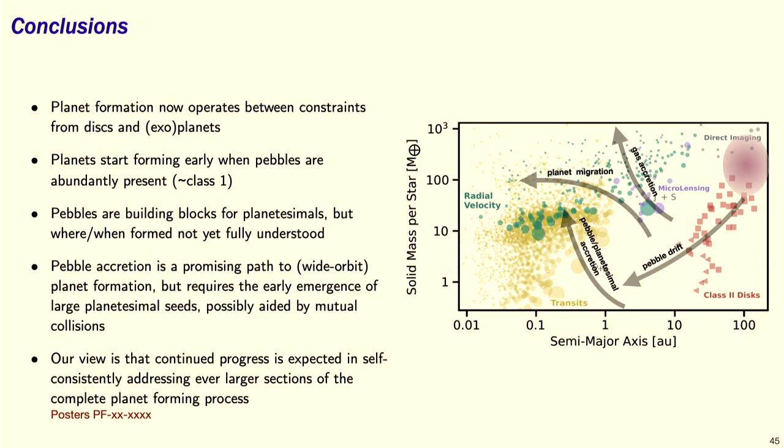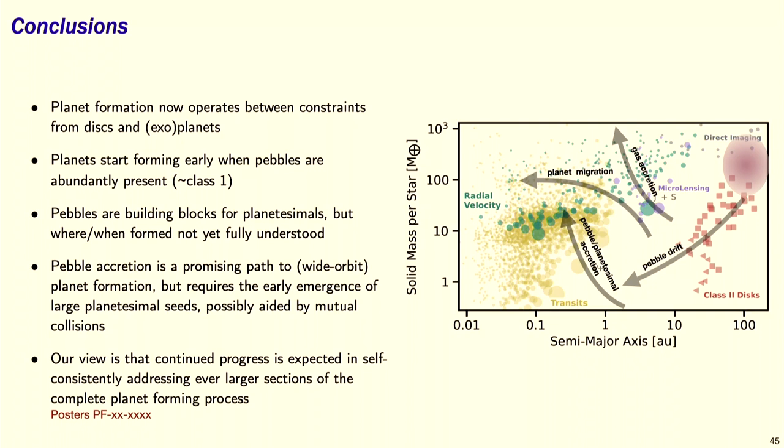Hi, Ilse Cleeves, University of Virginia. The fact that planets are forming so early, is there an interesting constraint in the fact that the pebble disk stays thin? Do you expect it to get dynamically stirred up? Can that tell us something about the mass of the early planetesimals?